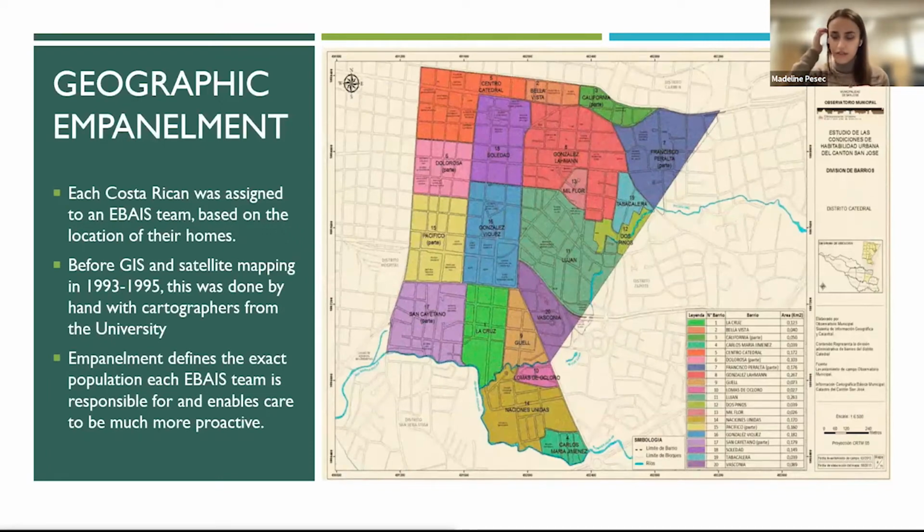And a fundamental component, I think, of this model is a concept called geographic empanelment. And that's a fancy term for knowing who it is you're supposed to be responsible for and who it is that this Ebis team or primary care team is taking care of. And because this was the 1990s when they made the reform, they mapped out the entire country by hand and then assigned each person based on where they lived to an Ebis team. And so the graphic here just shows one of those original hand-drawn maps. But I think that the primary importance here is that the Ebis teams know exactly who all their patients are and then can be proactive about reaching out to them and helping them achieve their health goals.